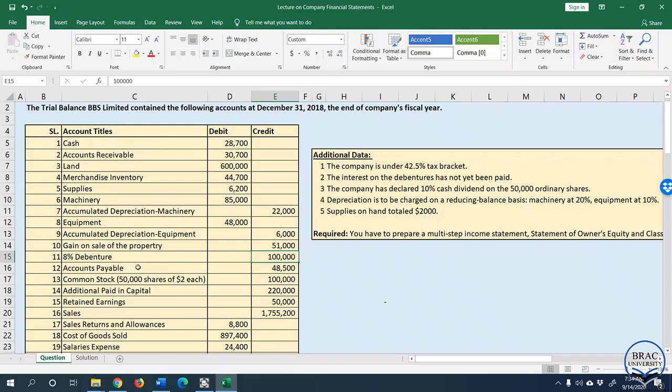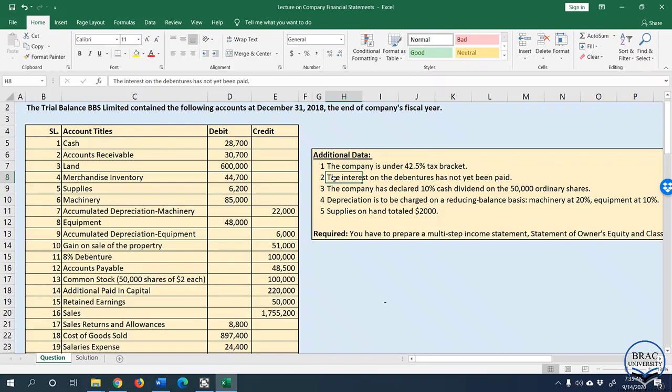So what is 8% of 1 lakh? 8,000. That means we have to pay 8,000 as an interest expense every year against the debenture. So it is an expense, right? And according to the accrual principle, we have to record this expense. If you do not record it, our income statement will not be accurate, right?